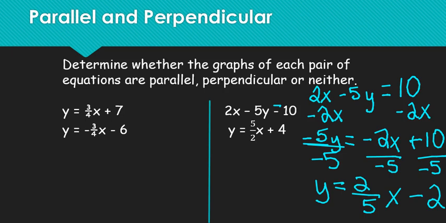Okay, so looking at what we have here, our slope is 2/5 in the equation we had to manipulate, and 5/2 in the other. They are not the same, so we know they're not parallel. They are reciprocals, but they're not opposite signs. So again, they are neither.